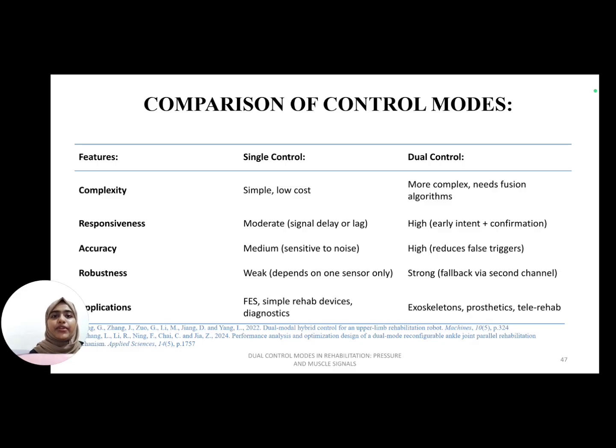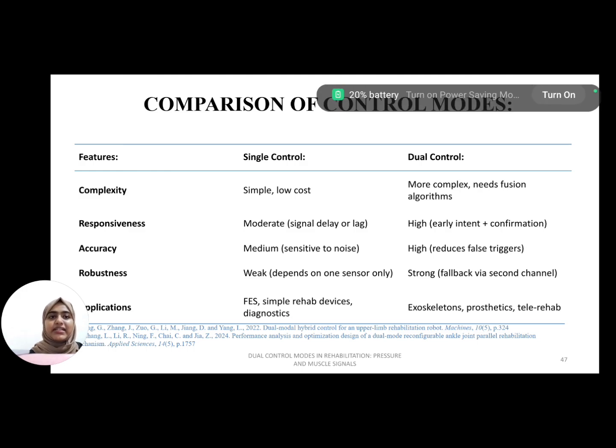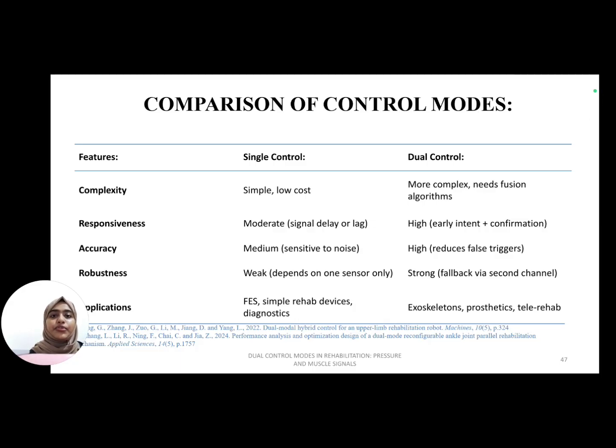So this is the comparison of the control modes. When it comes to complexity, single control mode is simple and low cost, while dual control mode is more complex and needs fusion algorithms. Coming to responsiveness, single control mode has moderate responsiveness, and dual control has high responsiveness. Accuracy is medium for single control, and for dual control it's high, reducing false triggers. In robustness, single control mode is weak, and dual control mode is obviously high or strong. Applications for single control mode include FES, simple rehab devices and diagnostics, and for dual control mode, as we have just discussed, exoskeletons, prosthetics and tele rehab.